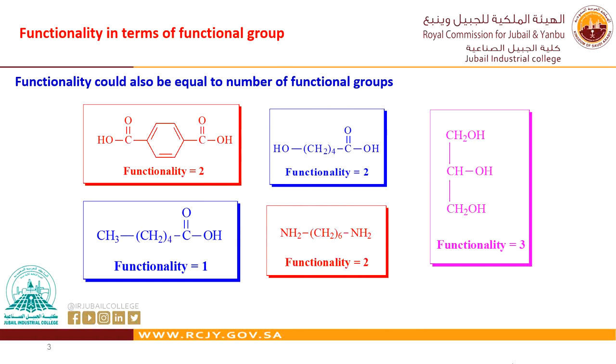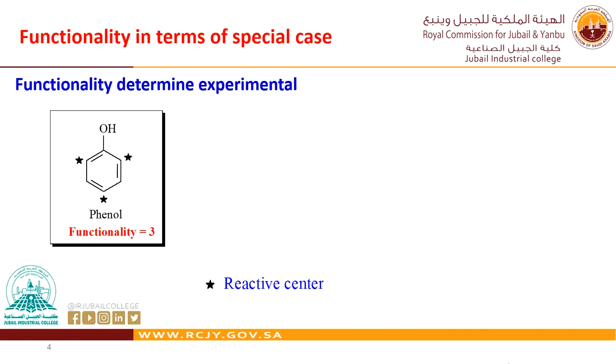Now, if you look at the next one, we can also have functionality. This is our special cases. These ones are determined experimentally. The first one is based on the carbon-carbon double bond. The second example we'll look at is based on the functional group, but this one is based on experimental determination.